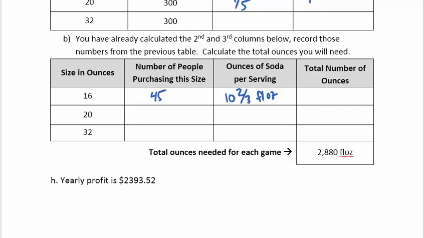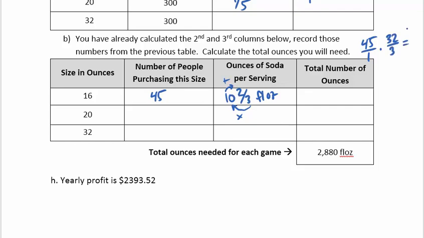To do that, I'm going to have to write these as fractions. So 45 over 1. I'm going to turn this into an improper fraction. Remember to do that, I first multiply and then add. So 3 times 10 is 30, plus 2 is 32. So that's 32 over 3.